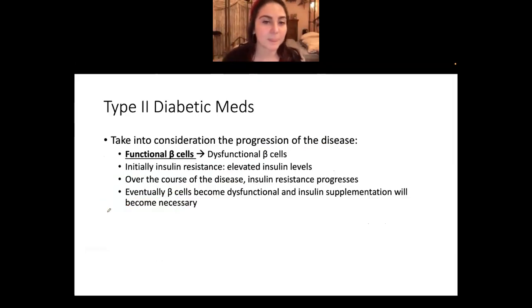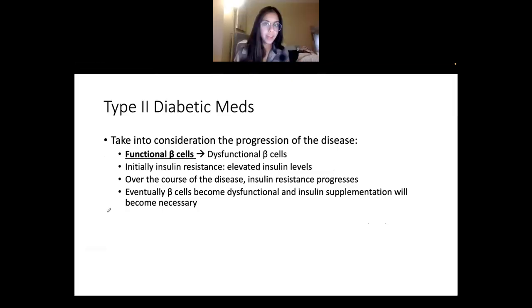But it could be they got to that stage where their beta cells just aren't working and you need to give them insulin. I also wonder, if you give them the insulin like you would give for type 1 diabetics, wouldn't that eventually also lead into insulin resistance? I think so. I think so.